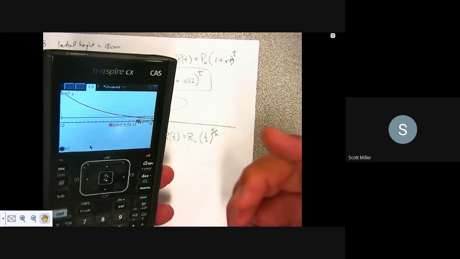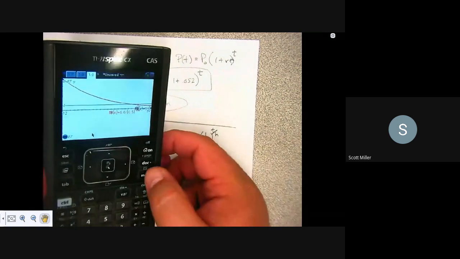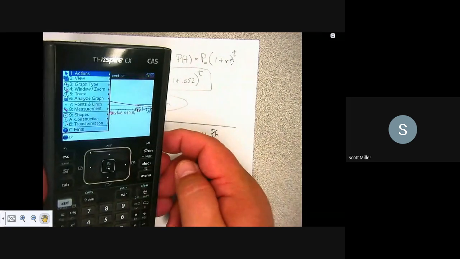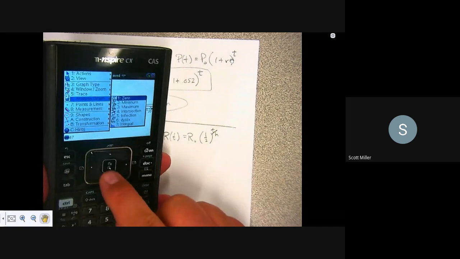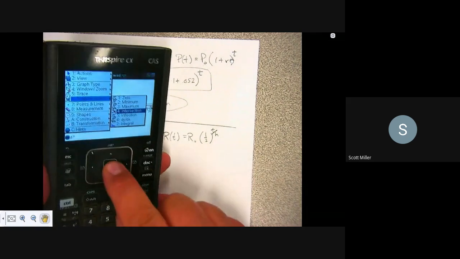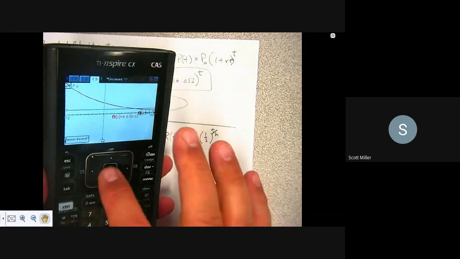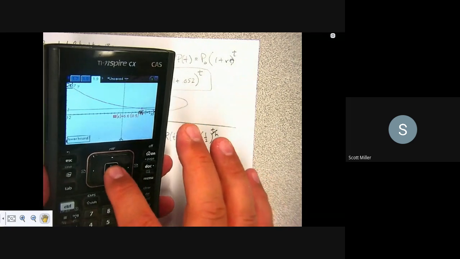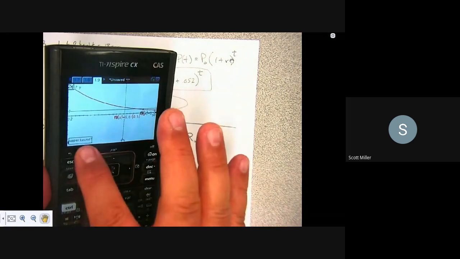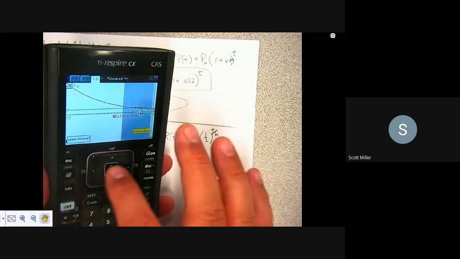So we go through the process for finding points of intersection. Again, menu, analyze graph, number 6. Intersection is 4. Move to the left of that point. I want to be on the left side. Then it changed to, let's say, upper bound. That means I move to the right of that. The dot will appear.